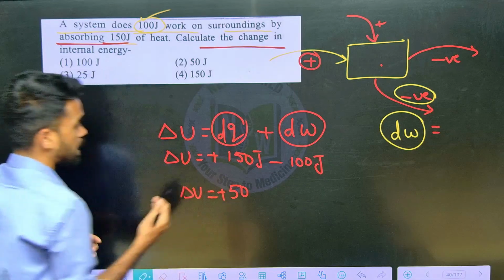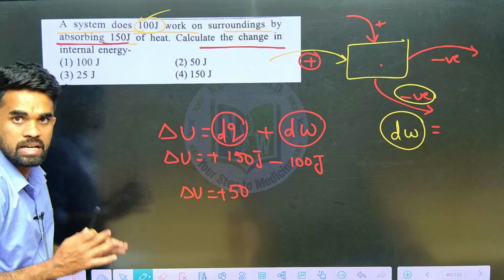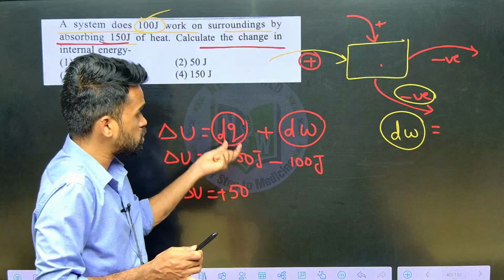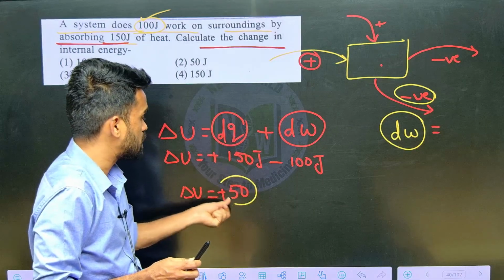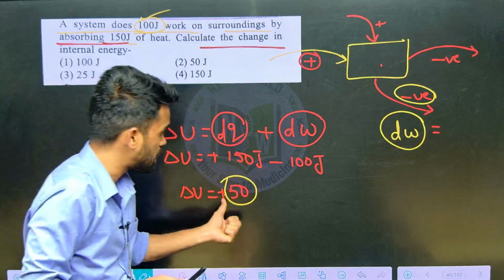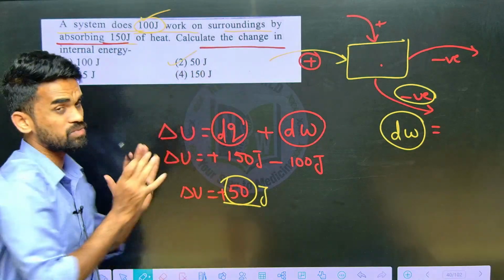So the internal energy of the system, for example, initially it has some energy internally. Now by adding this much amount of heat, it has done some work, and now its internal energy has also increased by 50. Now what is the change in internal energy? 50 joules. Okay, so we have option number 2 as our answer for this discussion.